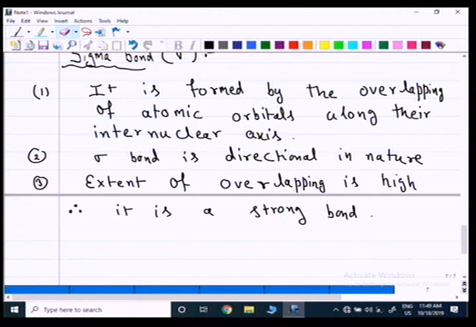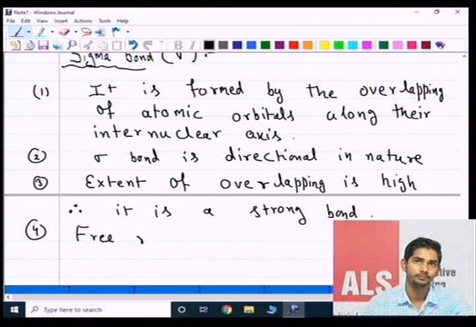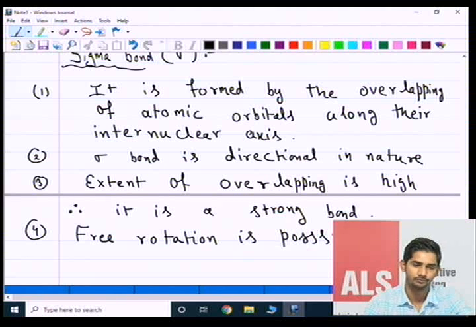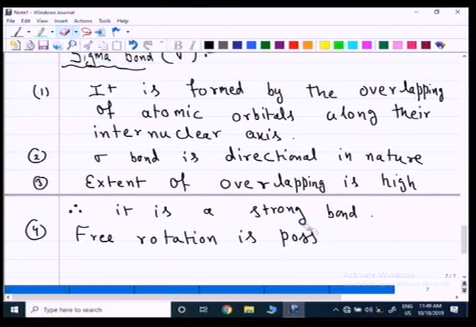Next. Free rotation is possible about a single sigma bond. Guys, please copy along with me. I hope you are copying it.